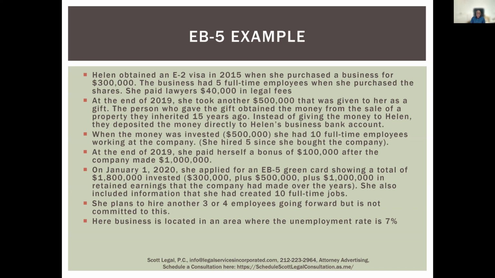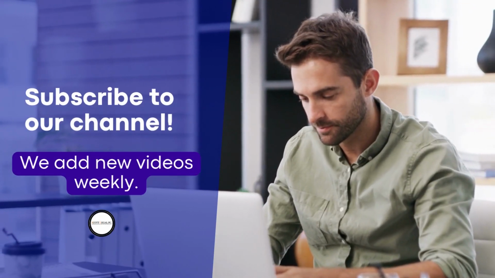And then you also have to be very careful if the owner is paying themselves a bonus after they've invested money. She got the loan, and she got the gift in 2019, and then at the end of 2019 she paid herself $100,000, and that can be problematic. It looks like the company made $1 million. Depending on what the expenses are, there may not be a problem, but she can't pay herself from the $500,000 that she invested. So you always have to keep track of things like that.